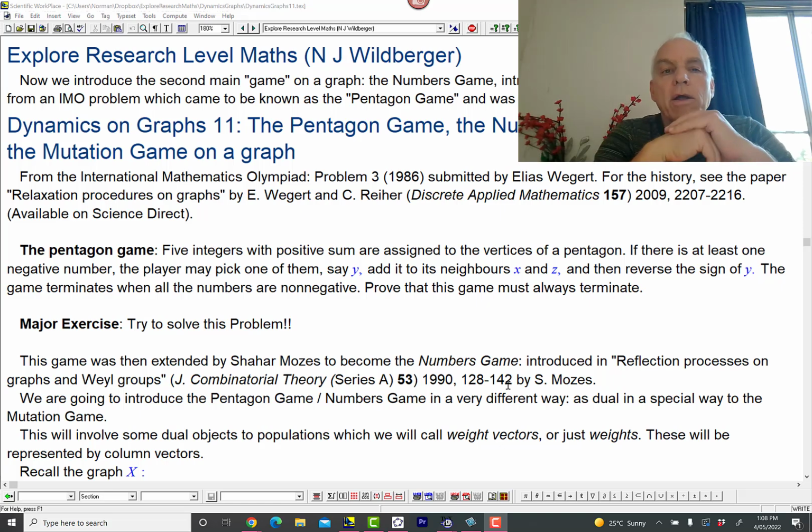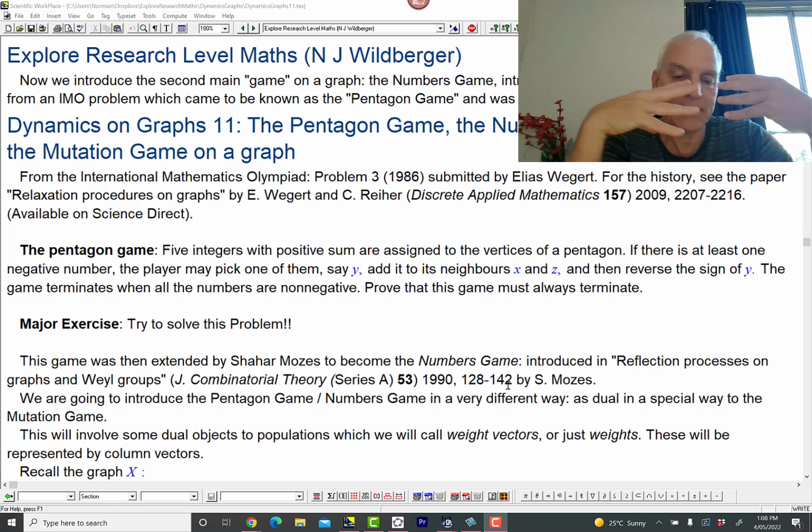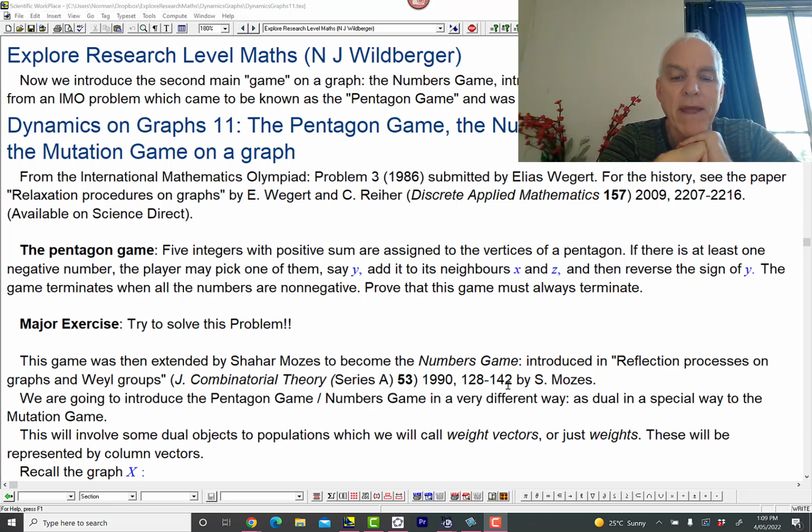So we are very interested in these 2 games, well, the numbers game especially, but the historical aspect connecting with the pentagon game is interesting too. But we are going to look at the numbers game in a very different way. So I want to introduce this as essentially a dual game to the mutation game.